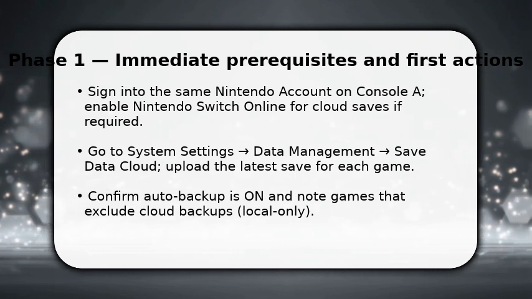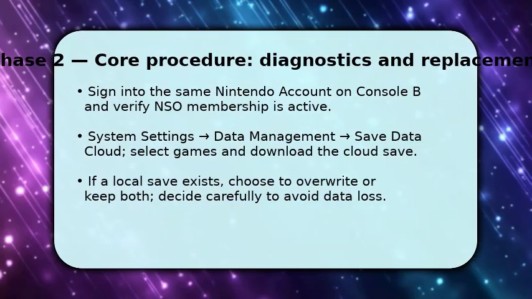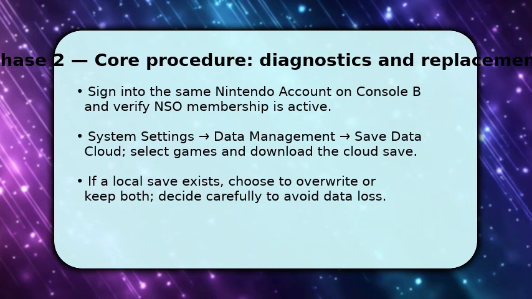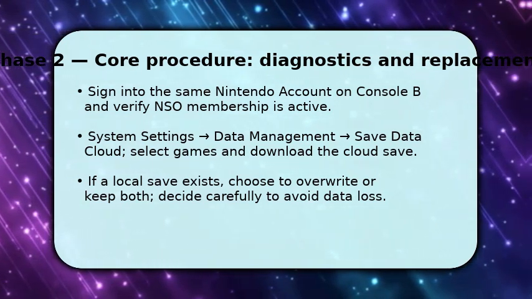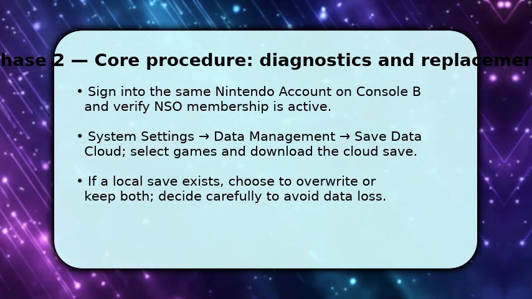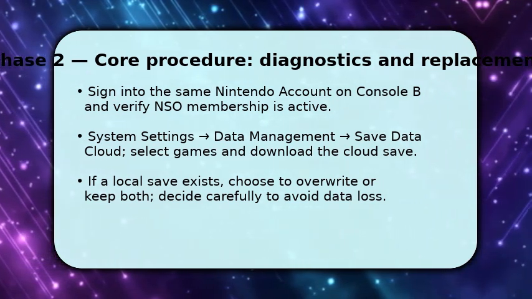On Console B, sign into that identical Nintendo account and confirm Nintendo Switch Online is active. Then navigate to System Settings, Data Management, and Save Data Cloud. Select each game and download the cloud copy to Console B.